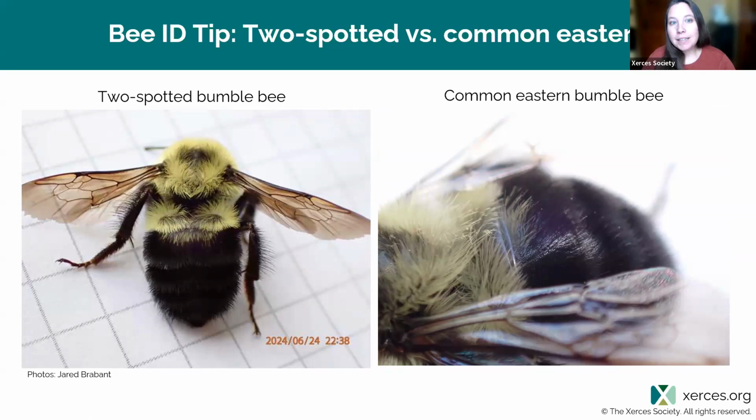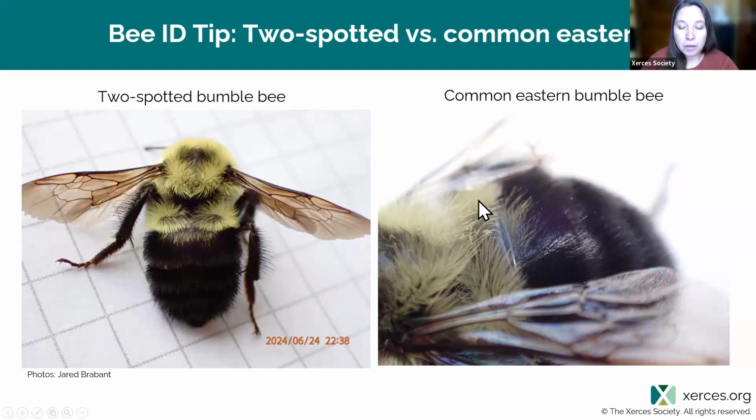Another thing to keep in mind is that on occasion, you will see a common eastern bumblebee with some yellow hairs on T2, just a few. This isn't a super common morph, but you will see it sometimes, especially for males. They will sometimes have 5 or 10, or even more than 5 or 10 hairs on T2. And that can be a little bit confusing, especially when you're comparing it to two-spotted bumblebees that don't have a very distinct W shape. So something to keep in mind as well.